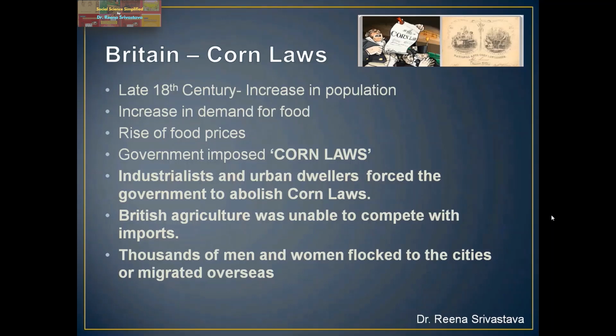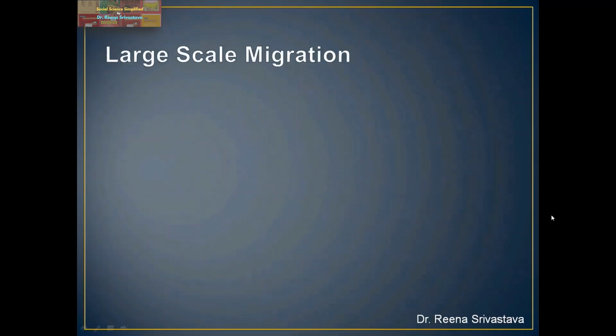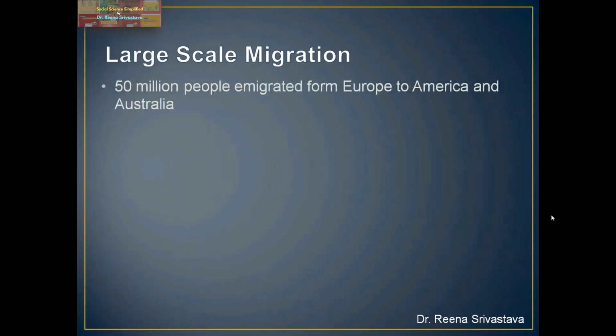What was the consequence? Thousands of men and women lost their livelihood in the rural area, and they had to migrate to cities, and later on they had to migrate to America and Australia also. So it led to large scale migration, around 50 million people emigrated from Europe to America and Australia in search of a better future. And this was all poverty ridden population. A problem क्यों आए? Because of large scale increase in population.